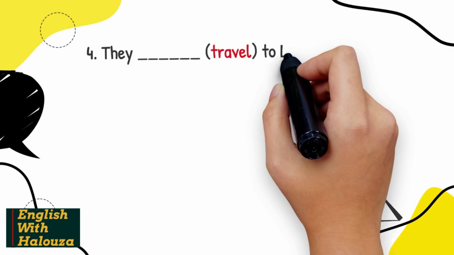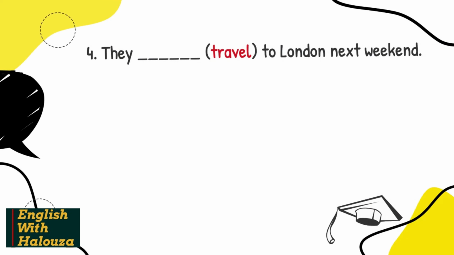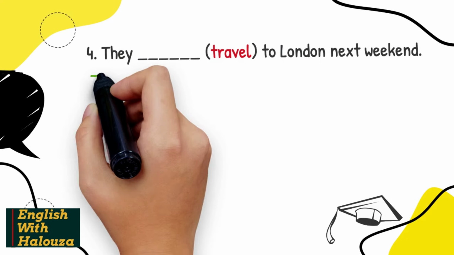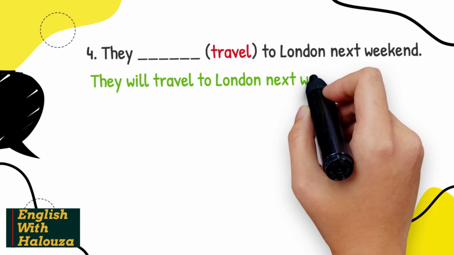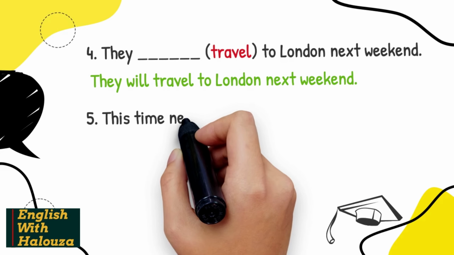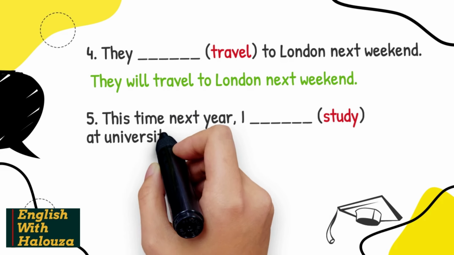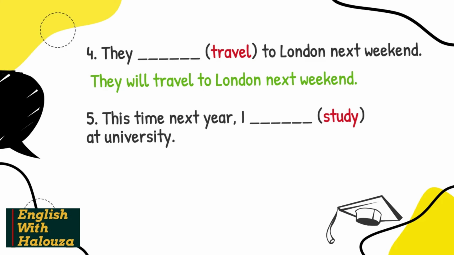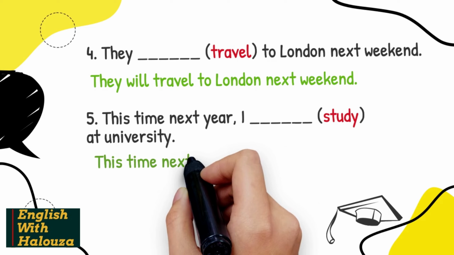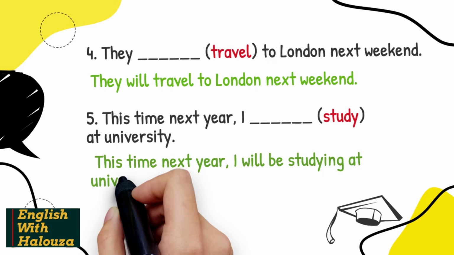They, to London next weekend. The correct answer is, they will travel to London next weekend. This time next year, at university. The correct answer is, this time next year, I will be studying at university.